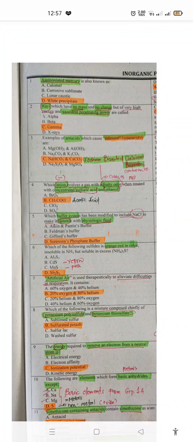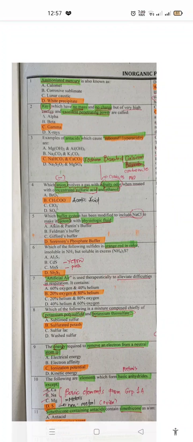So concentrated sulfuric acid plus ethanol plus acetic acid will result in a fruity odor, which is your ester ethyl acetate. Okay?